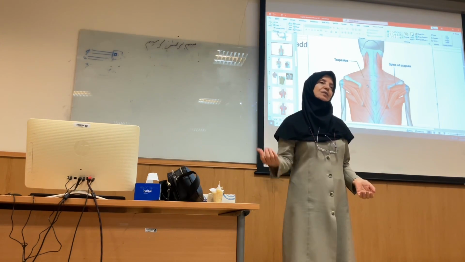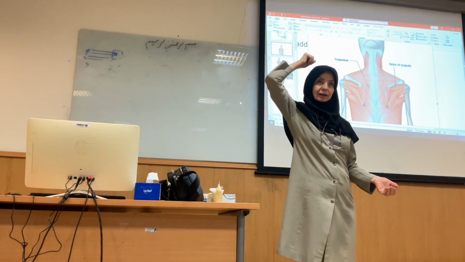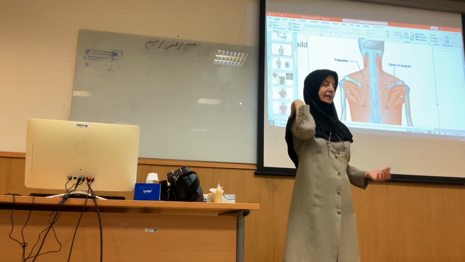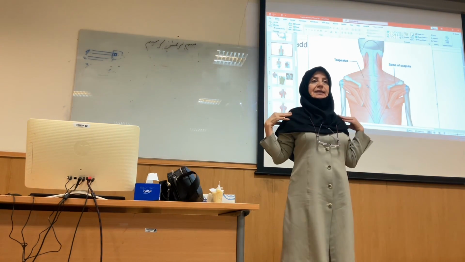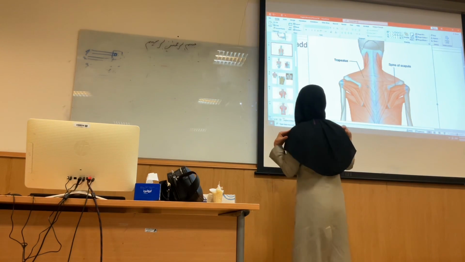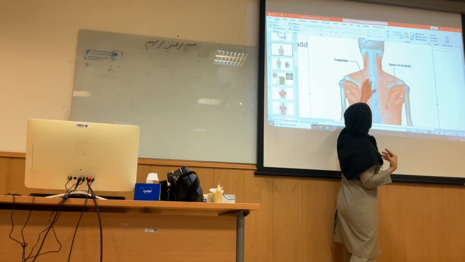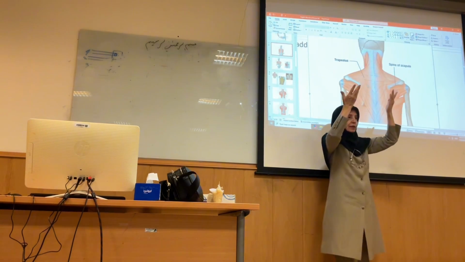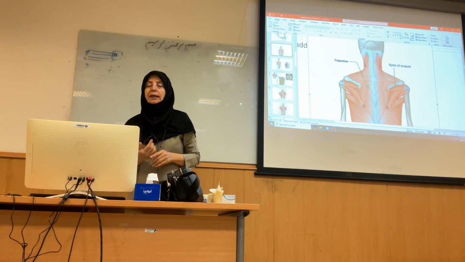Want to raise your hand, for example, to combine, this muscle is active. So trapezius is active in elevation, in depression, and in adduction. You can see this muscle in depression, this muscle adducting, this muscle in elevation. Okay? Now, what about the innervation?